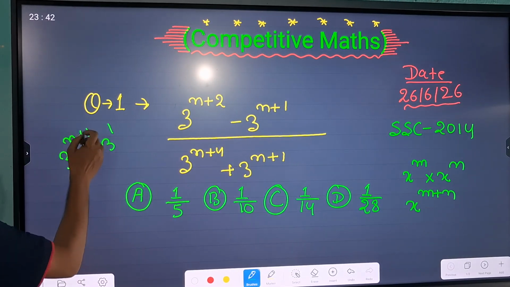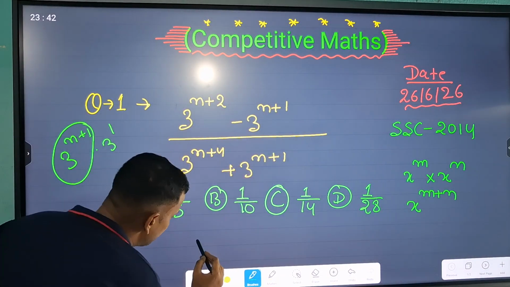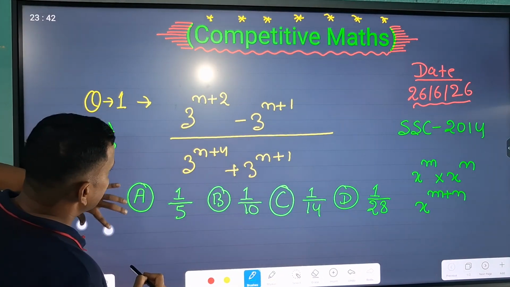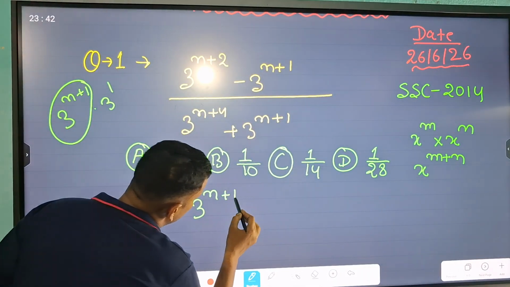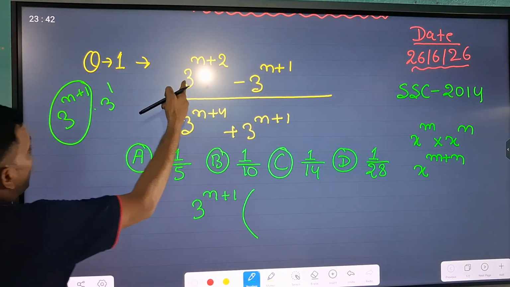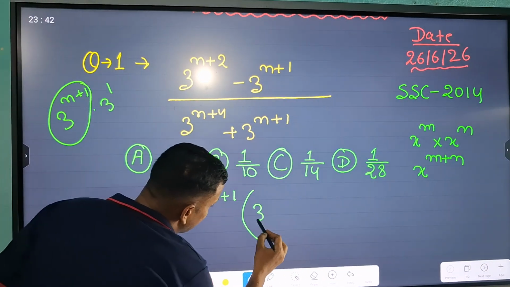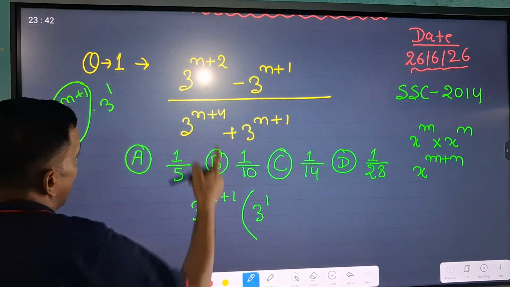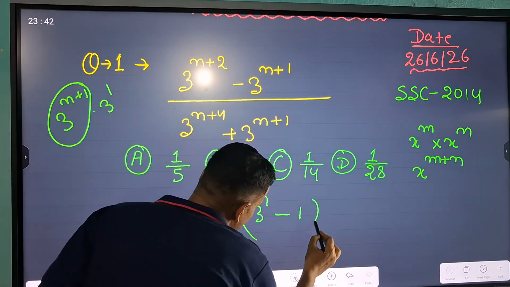So you can take 3 to the power n plus 1 common here. If you take common 3 to the power n plus 1, you will get 3 to the power 1, because only 3 to the power 1 will remain. And here is 3 to the power n plus 1, that means minus 1.